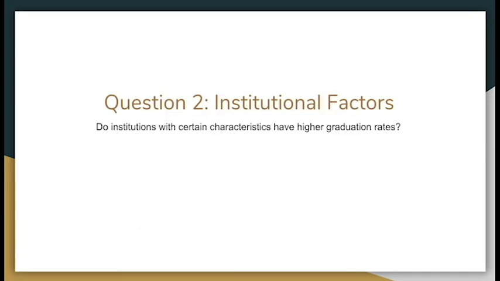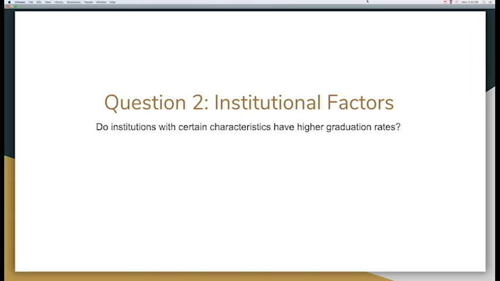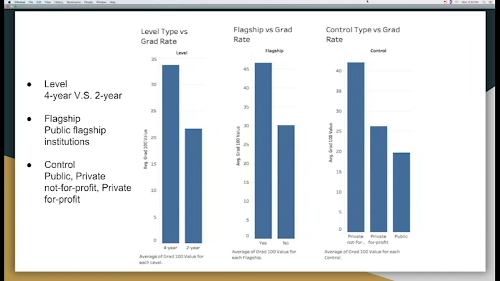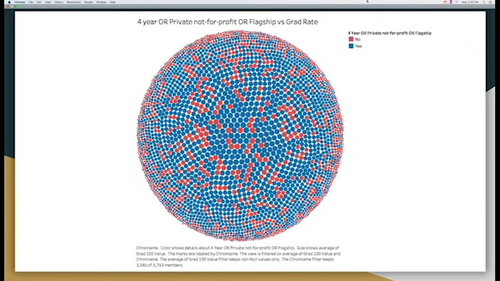For our second question, we focus on institutional factors because we consider financial aid to be more student-related. So we also want to examine if institutions with certain characteristics have higher graduation rates. So the three factors we look at include level, 4-year versus 2-year, flagship versus non-flagship, and control: public, private not-for-profit, private for-profit, and public schools. And then we take a closer look at the combined effects of the three factors.